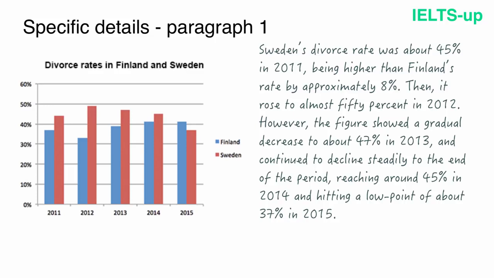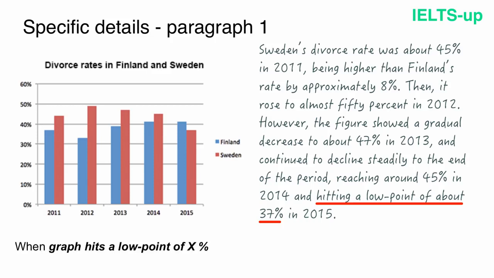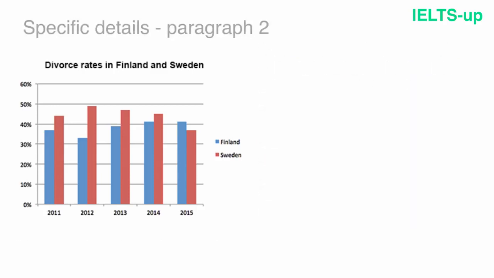And finally, pay attention to the expression that I used, "hitting a low point of about 37%." When a graph hits a low point of X%, it means that the graph reaches its lowest number. And this phrase is a great way of indicating what was the graph's minimum and in what year. That's all with our first paragraph with specific features.